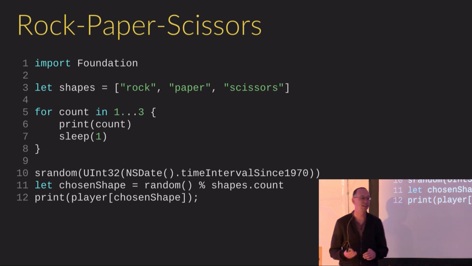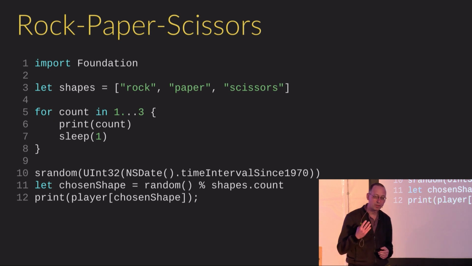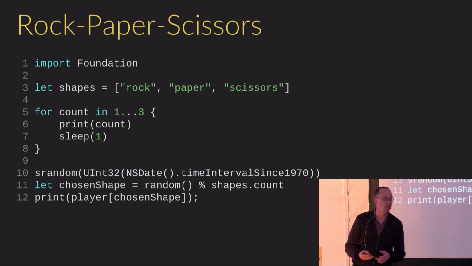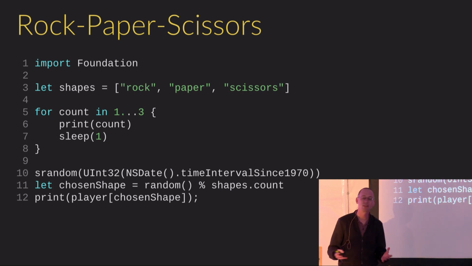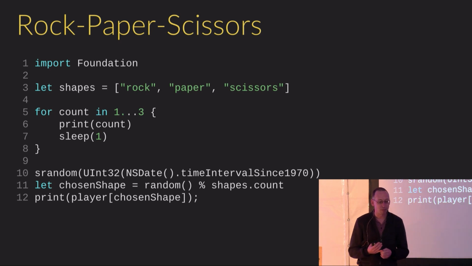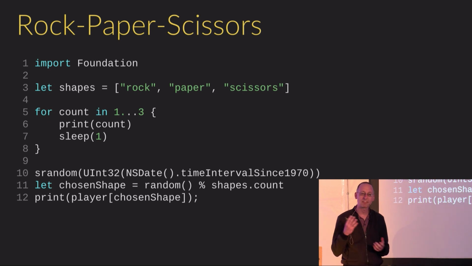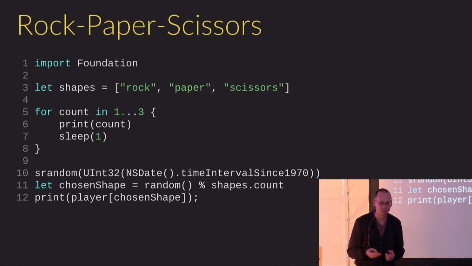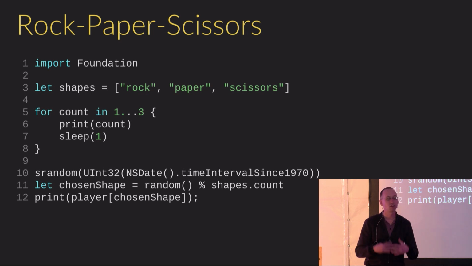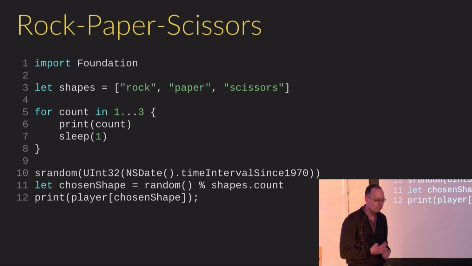Line 10, we seed the random number generator. You can see we've imported foundation, so we have got an object called NSDate, which is a date and time class. I grab in the number of seconds since 1970. Type safety. srandom takes a UInt32, so I have to cast the integer that comes out of time interval since 1970 to the right type so that Swift knows what's going on. I've seeded my random number generator.